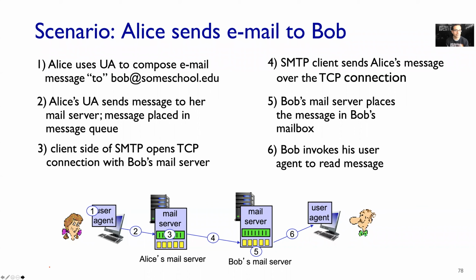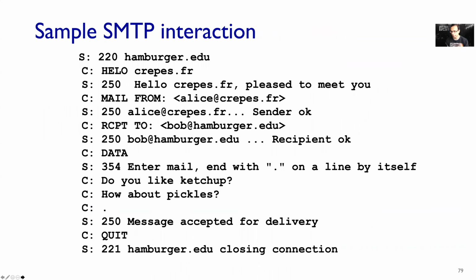So remember, email is asynchronous, right? Unlike HTTP, which is synchronous, where the client and the server are online at the same time, in email, the sender and the recipient don't need to be online at the same time, right? The sender can send the email anytime, and then whenever the recipient feels like, they can go and retrieve the email, right?